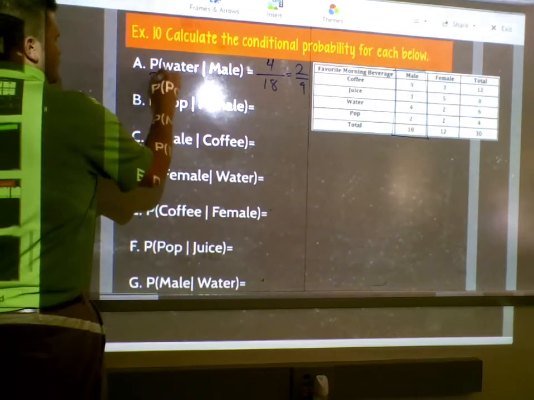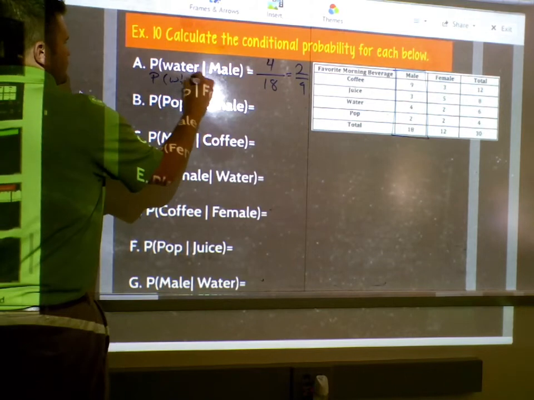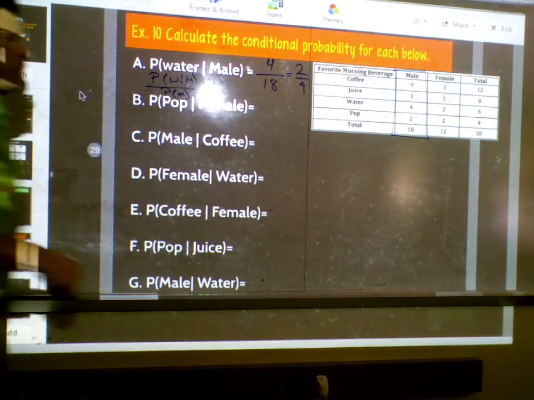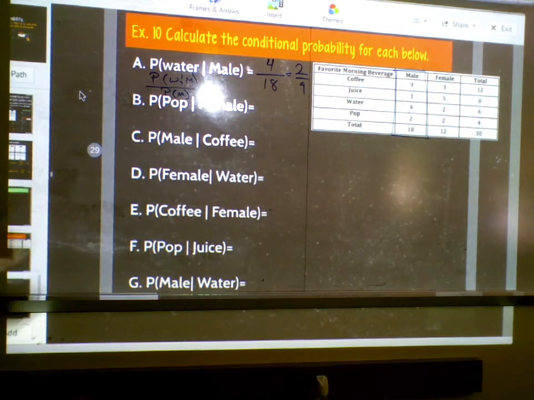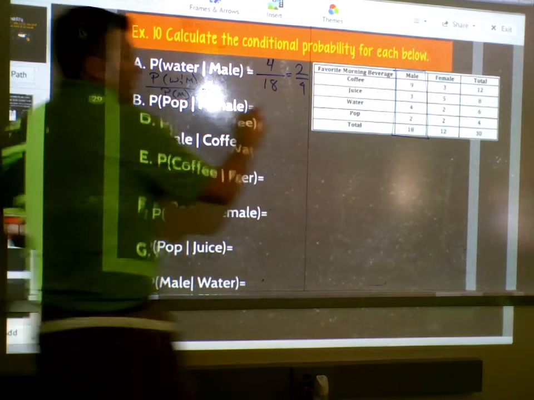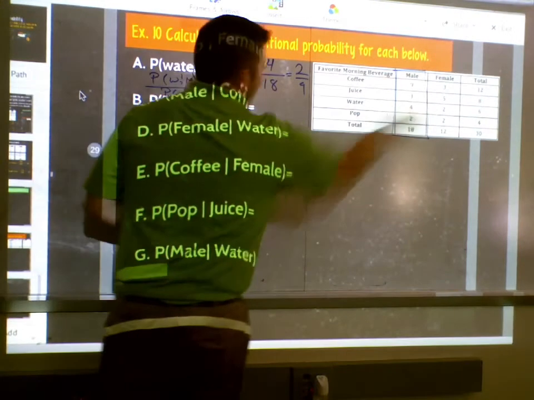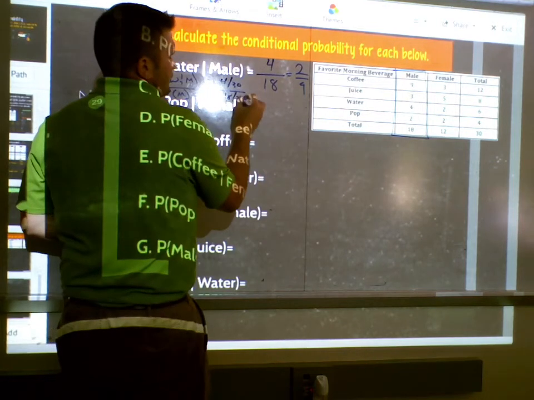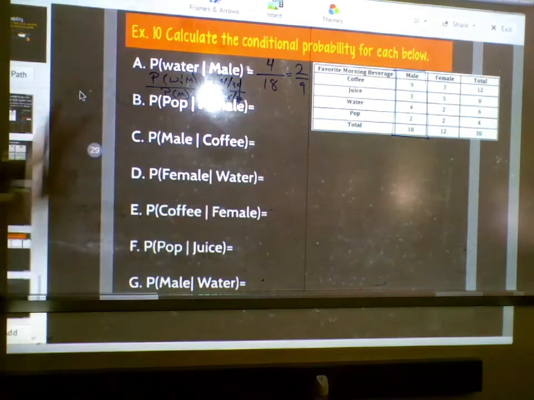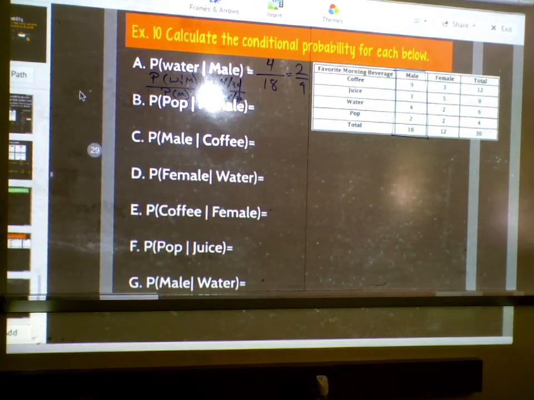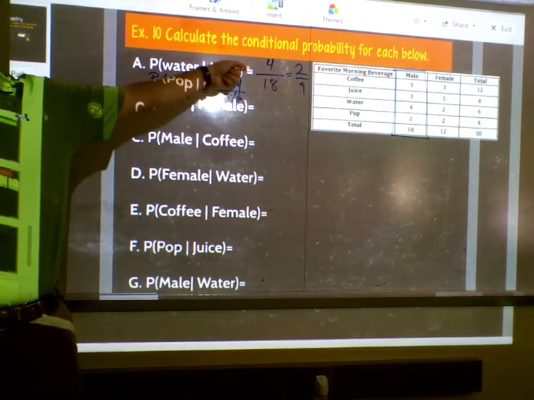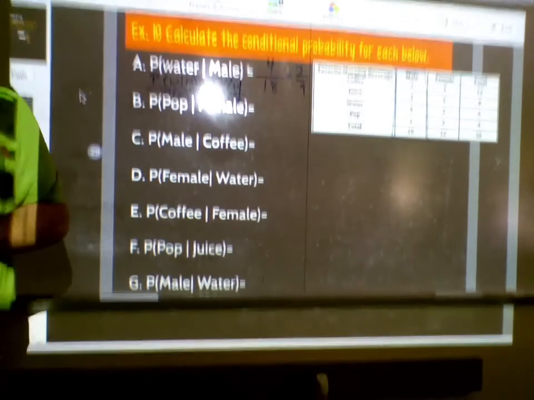We could do it this way, kind of shorthand: water and male over probability of male. Water and male is 4 out of 30. Just male is 18 out of 30. The 30s cancel off and you get 4 out of 18. Either way works. This bottom one is using the equation, right? The top one was just using the table. If you like the table better, that's fine. Use the table.